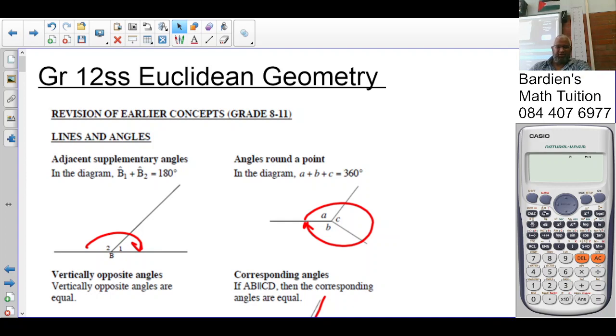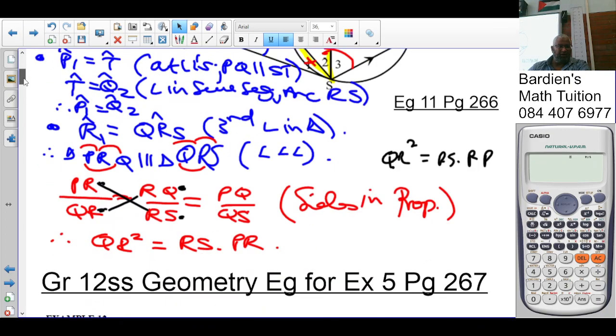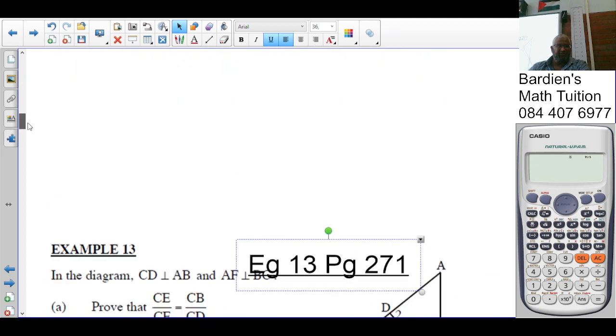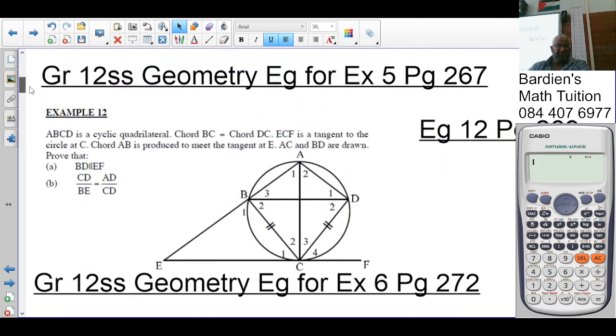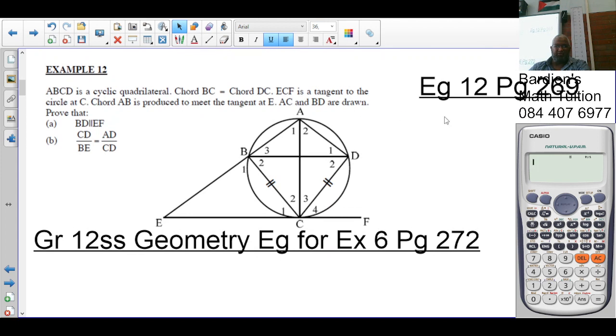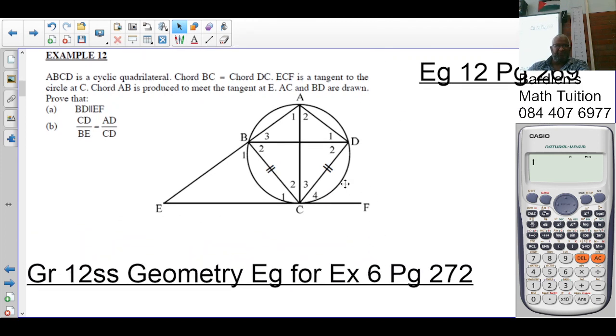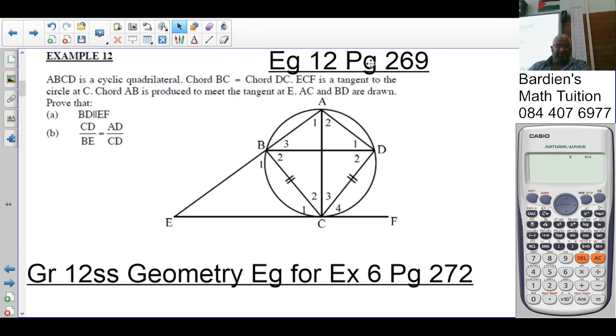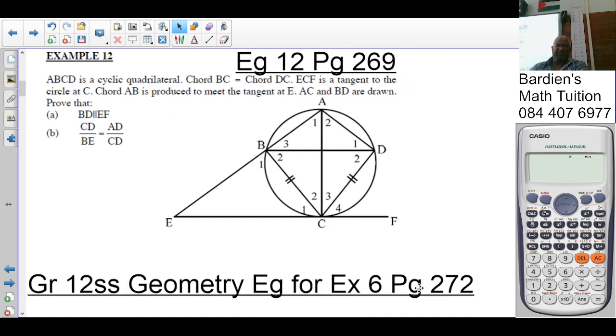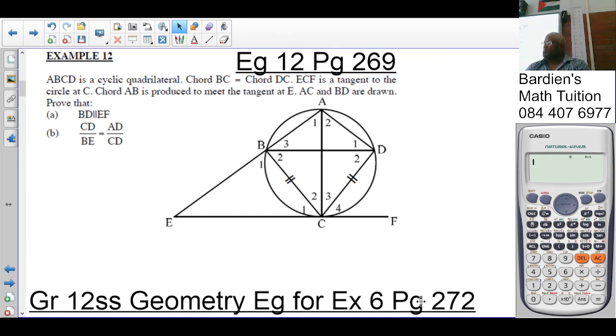So today we're looking at Euclidean geometry. We're looking at example 12, and example 12 is on page 269. And these are the examples for exercise 6 on page 272. Okay.